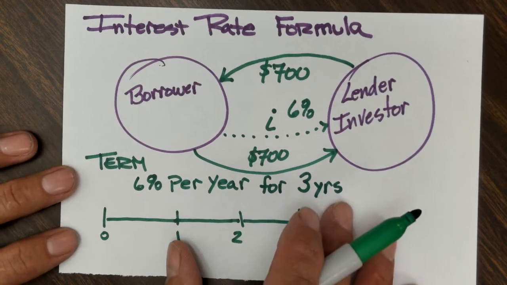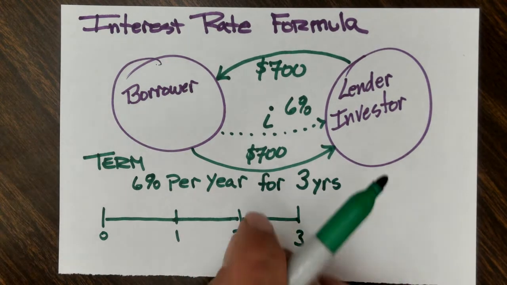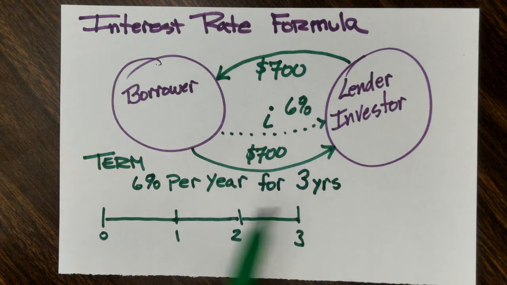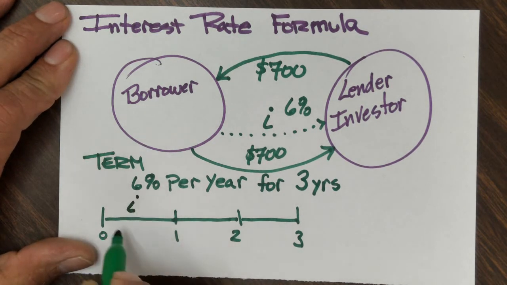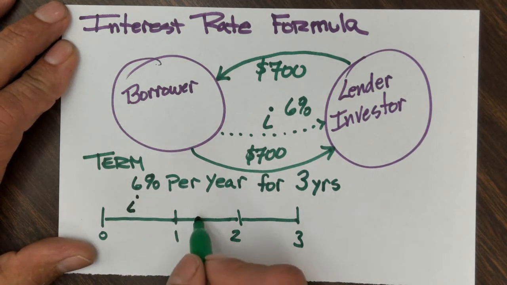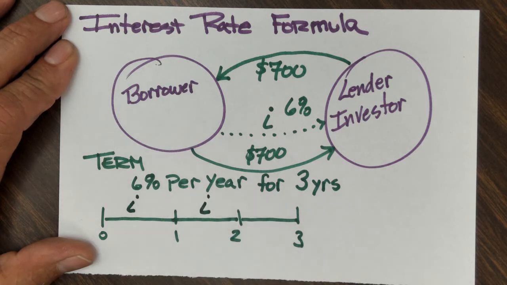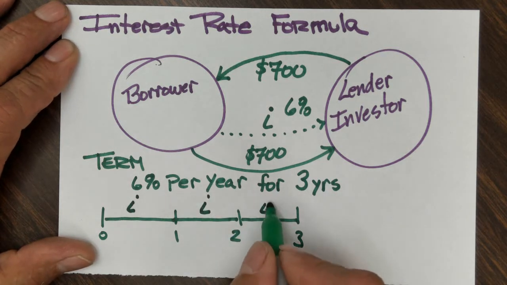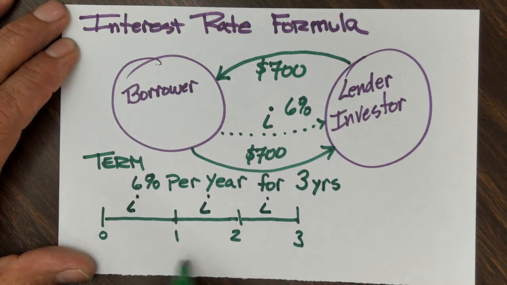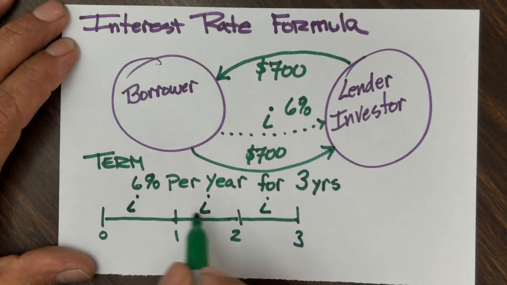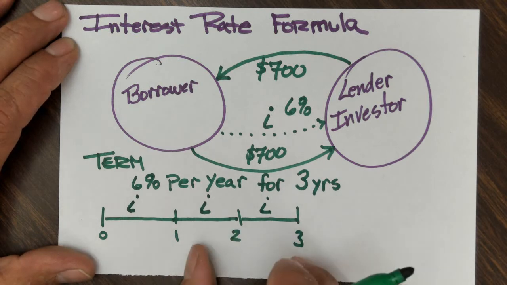But let's do the math now. 6% per year for 3 years. That means that the interest is going to be added every year. So year 1, interest will be added. Year 2, interest will be added. Year 3, interest will be added. We know that they borrowed $700, but then we have to figure out what these interests are.